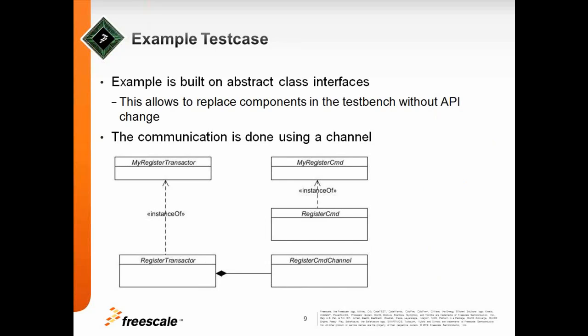So we use abstract classes extensively to basically capture common intent. Here, for example, register transactor and register command, which you can see as a TLM2 kind of pair. So you have some kind of semantic defined with this, and then you have implementations of these things for various interfaces like AHB, PCI, internal buses, so you have different implementations.